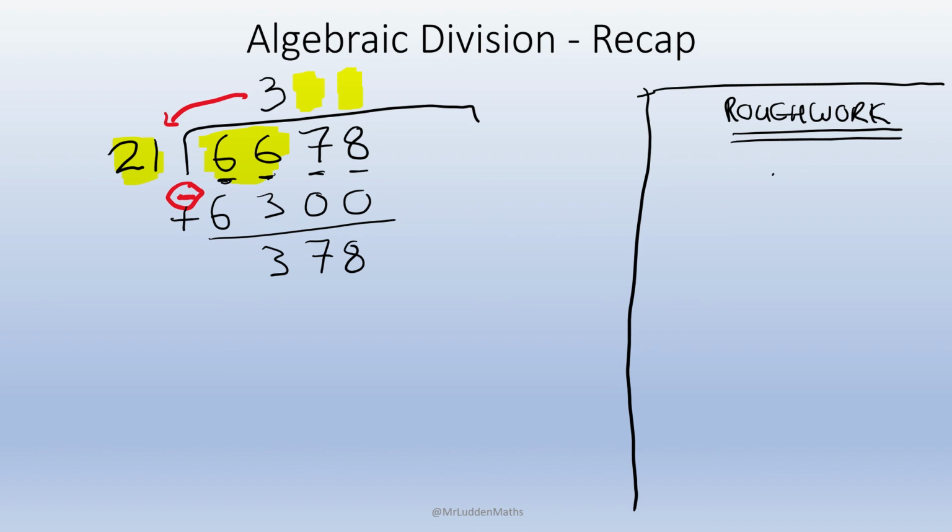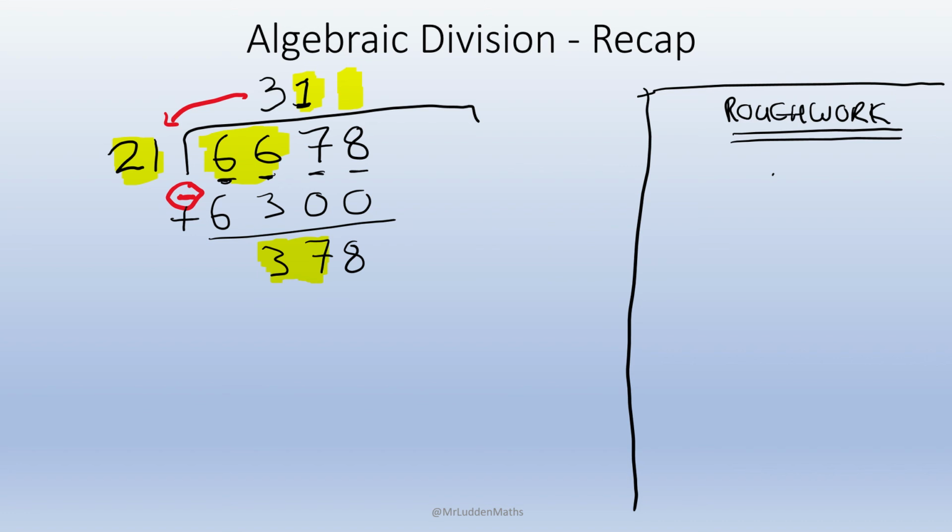So 21 doesn't go into 3 because 3 is too small. 21 into 37 will go in 1 time. Now just watch my placement of the 1. It's going to go in right there, because what we've actually said is that 21 is not going into just 37, because that 37 there represents 300s, 7 tens and 8 units. So the 37 there is actually 370.